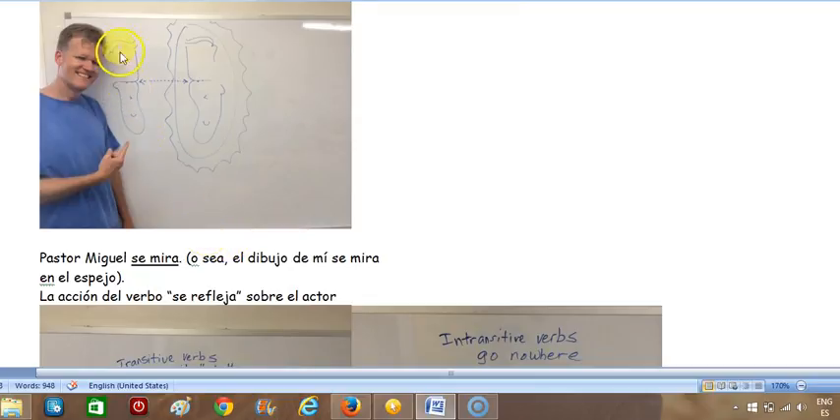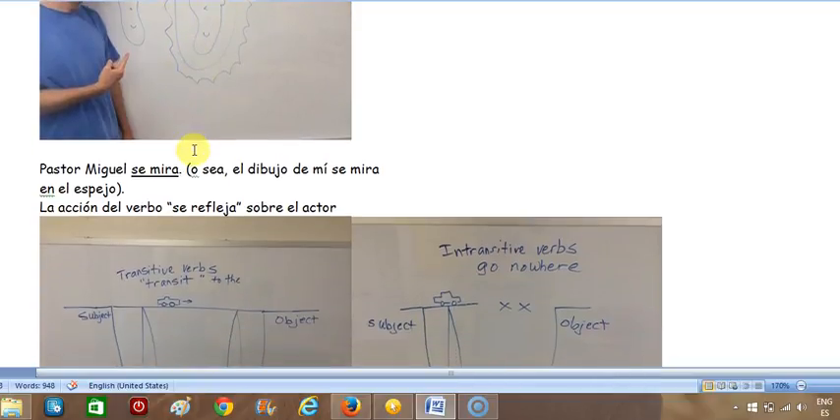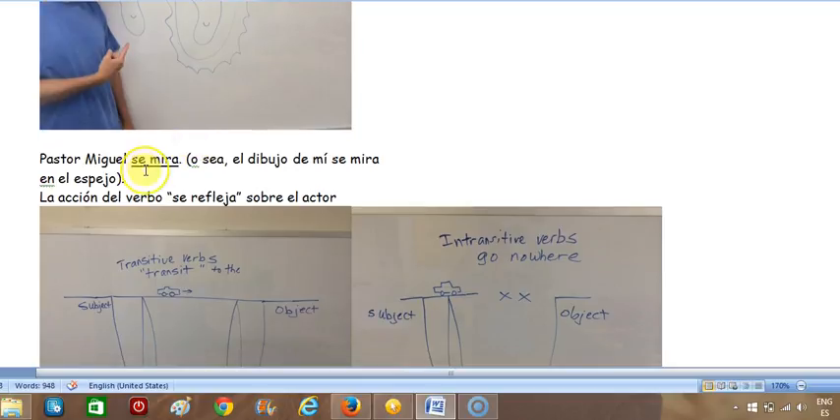Alright, so this drawing here is me. I don't know if you can tell that that's me, and I'm looking at a mirror. Maybe you can't tell that this is a mirror. So I'm looking at myself. So the action reflects upon the actor, me. Okay, so the reflexive voice. This is a good example of what reflexive voice is. Pastor Miguel se mira. Okay, now forget about this guy right here. We're talking about the drawing. Okay, the drawing is looking at himself. See the arrow there between the two of them? I hope you can make that out. I don't know about the quality of this.